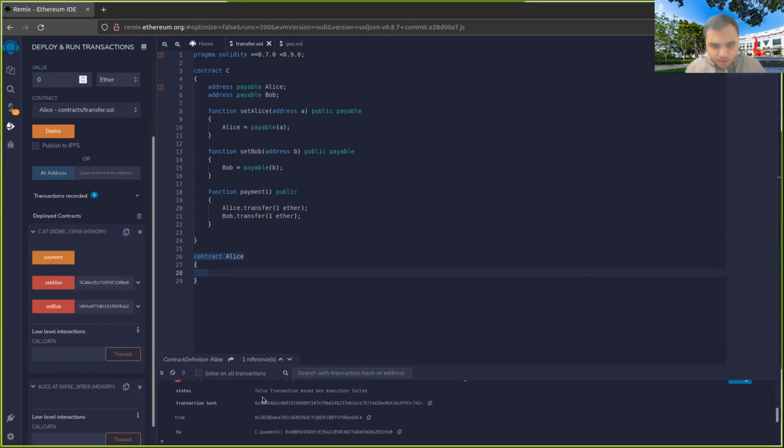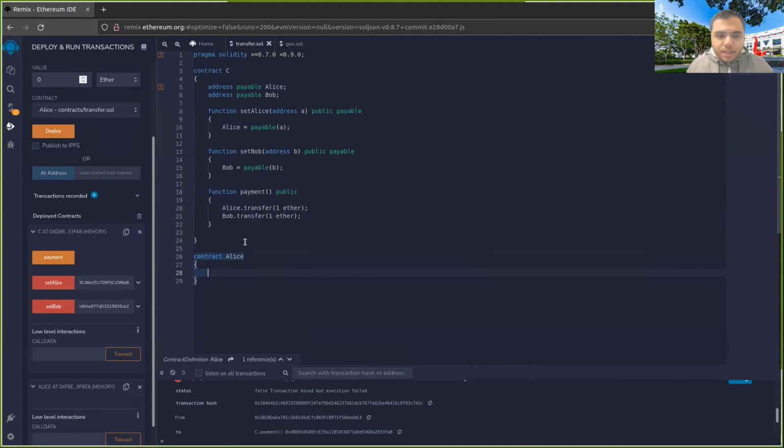And yeah, it says transaction mined, but execution failed. Now, what happened here? Basically, we called the payment function, and it first tried to transfer 1 Ether to Alice. But Alice is a contract. And whenever you transfer some money to a contract, it will call the receive or fallback function of this contract. But in this case, this contract did not have a receive function or a fallback function. So when we sent money to this contract, it just triggered an exception.